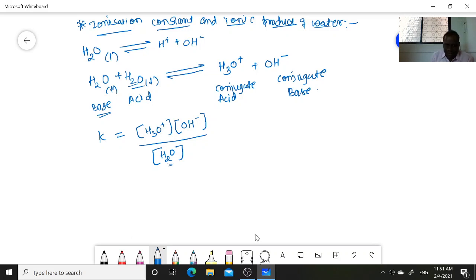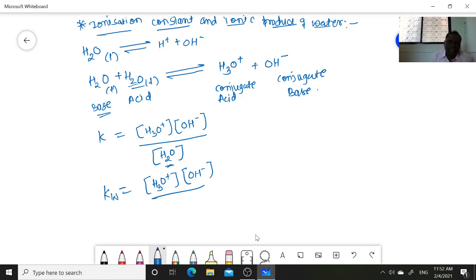Instead of H2O, which is in a large amount, as we said only a few of the water molecules dissociate, a few of the water molecules will split. Therefore, instead of H2O, we can write another constant K multiplied by the concentration of H2O, where the concentration of H3O plus times OH minus is divided by K, since the concentration of H2O is very high. That K comes out to be Kw.